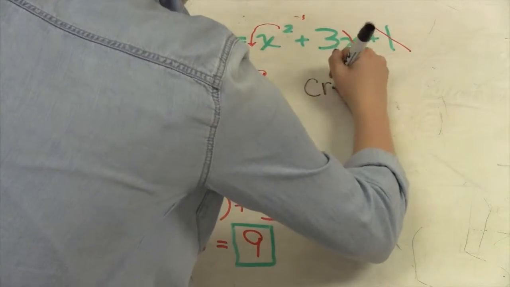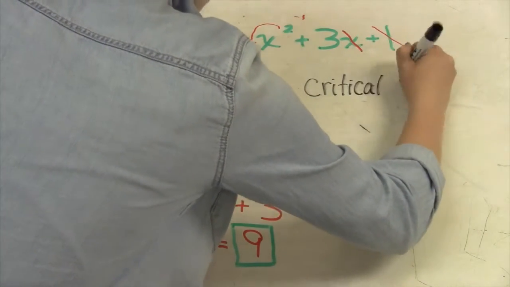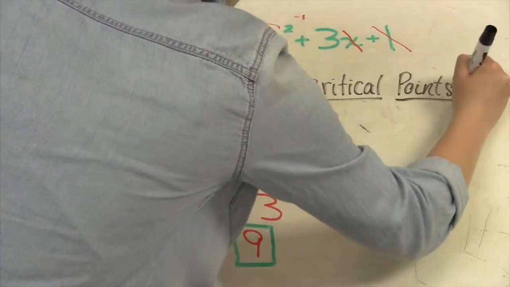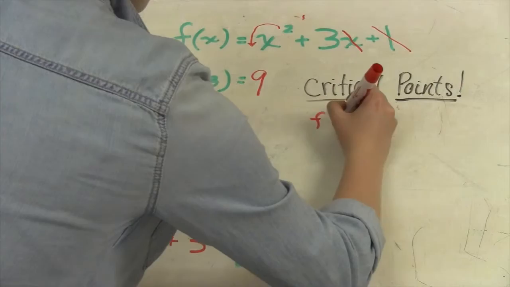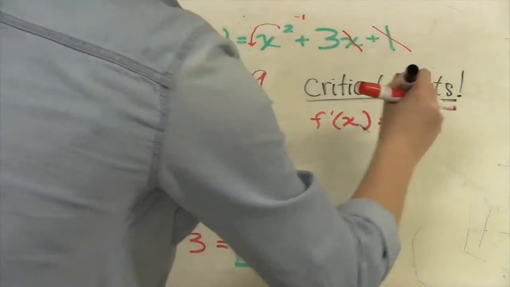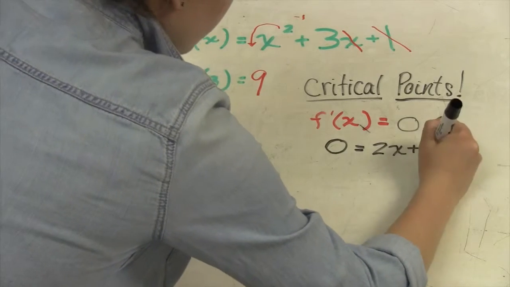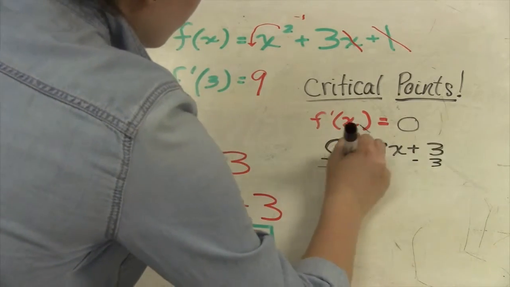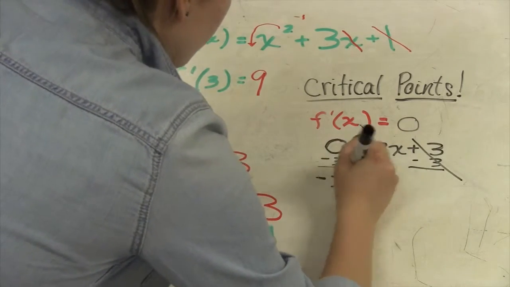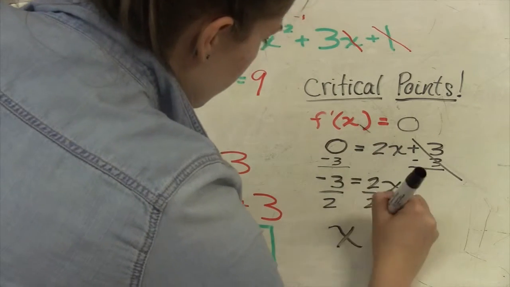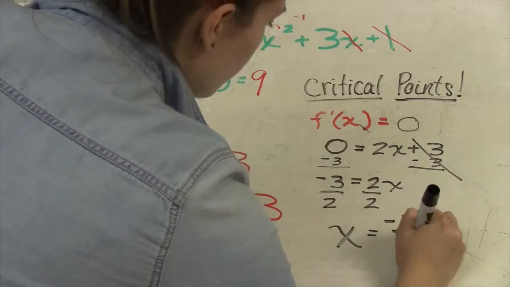Now to find whether the function is increasing or decreasing on a certain interval, you use the critical points. To find those critical points, you set the derivative, f prime, equal to 0. So once you solve the equation for what x equals, you'll find that it equals negative 3 over 2. And that is your critical point.